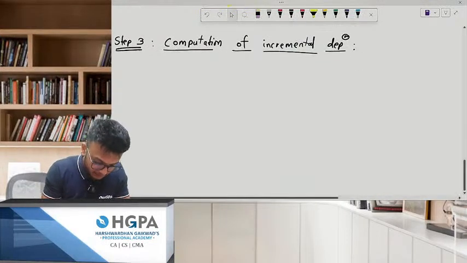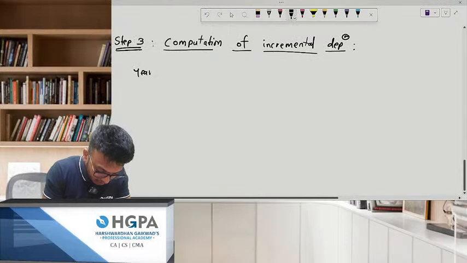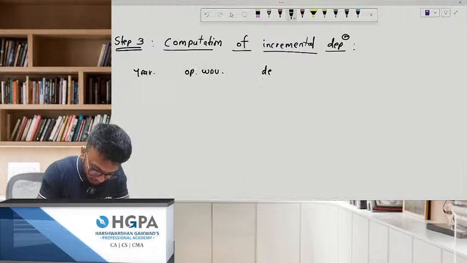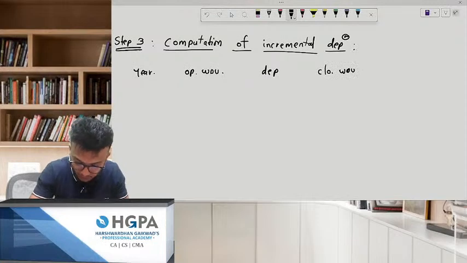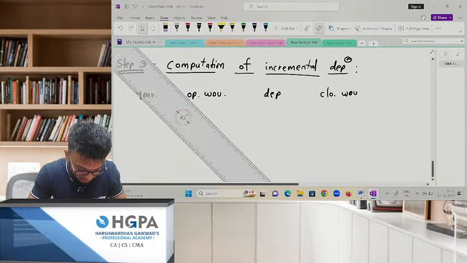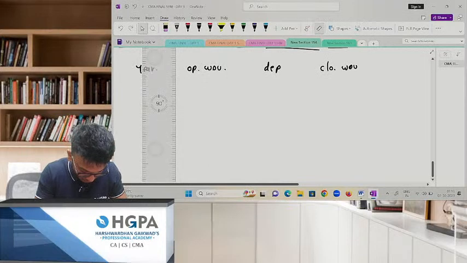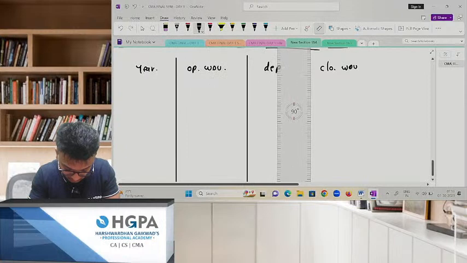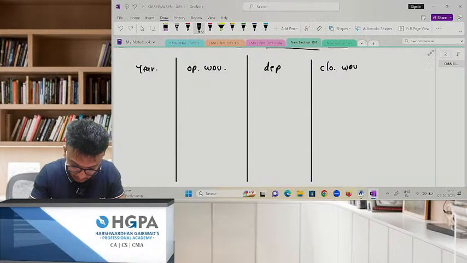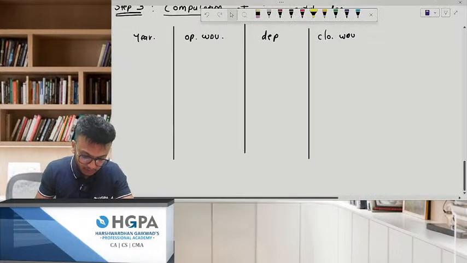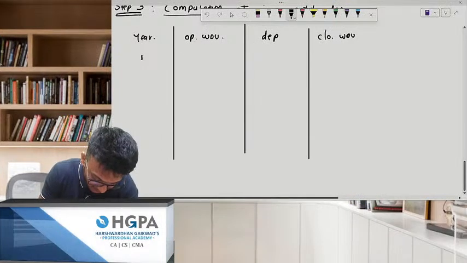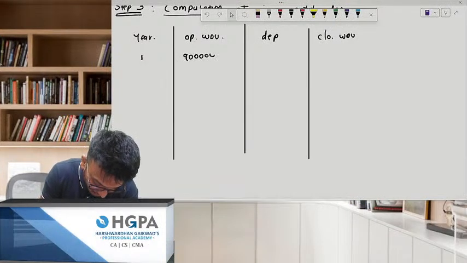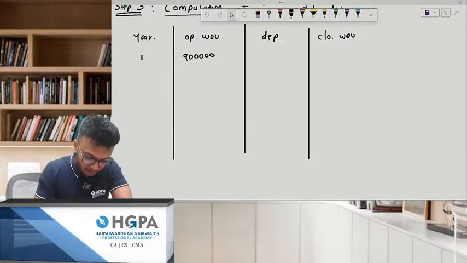Okay. Now simple. Here: opening WDV, depreciation, and closing WDV. You do it fast. Okay. Year one. How much was it? 9 lakh. Depreciation at the rate of how much? 25%. I'll write it over here.